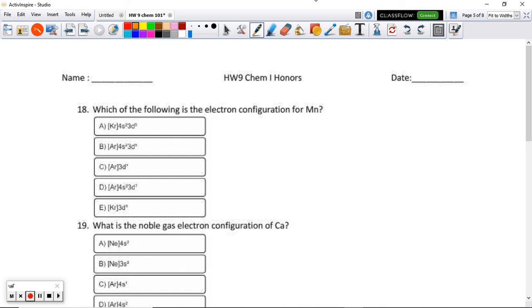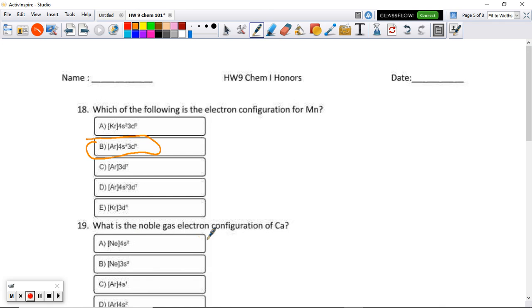All right, which of the following is the electron configuration for Mn? Mn is a transition metal. It's in the 4th period. So Mn is going to be B, 4s2, 3d5. Again, if you have a periodic table handy, you can see that very easily.